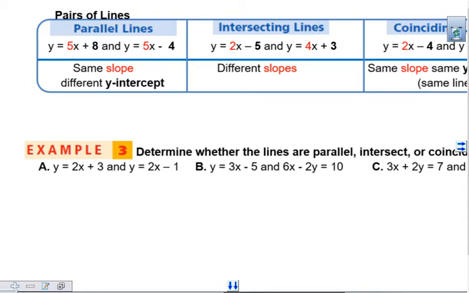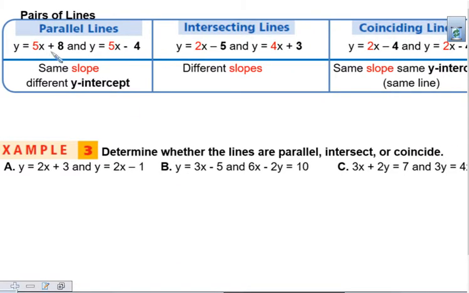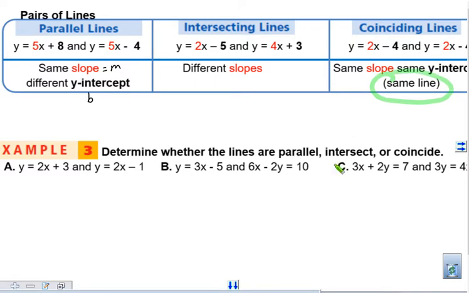Now we're going to compare lines. So I need you to remember that a parallel line has the same slope and different y-intercept. So m is the same, but b is different. Intersecting lines have different slopes. And coinciding lines have the same slope and y-intercept. So in other words, they are literally the exact same line.